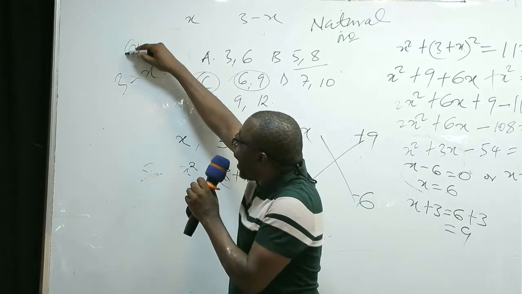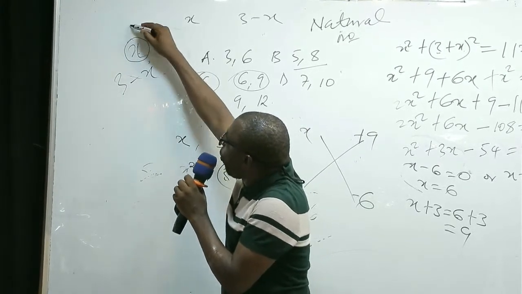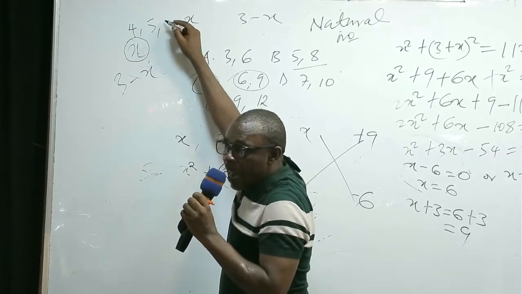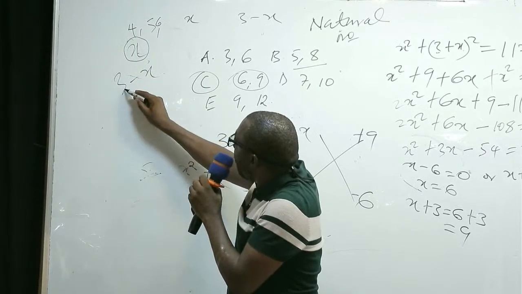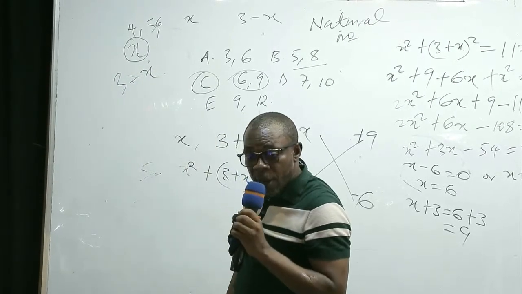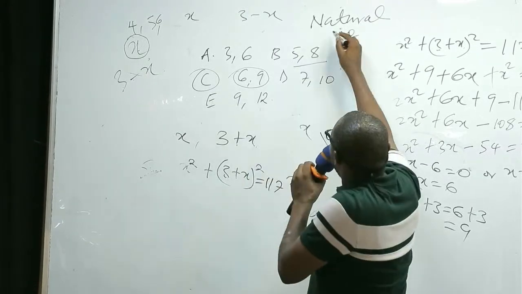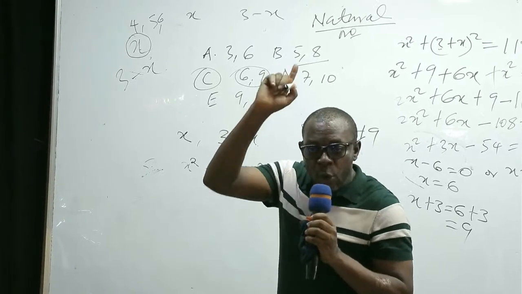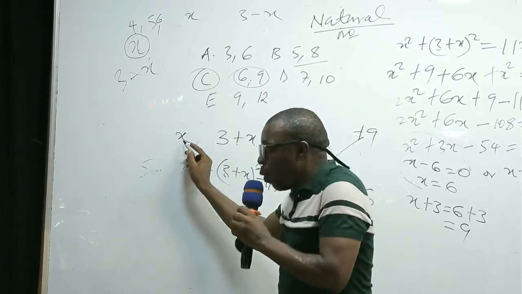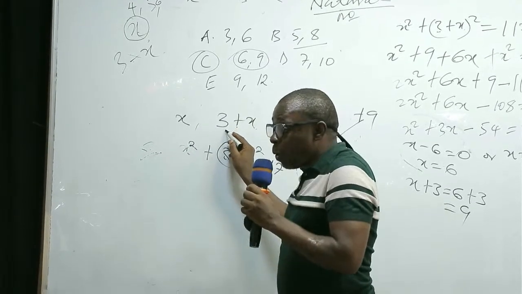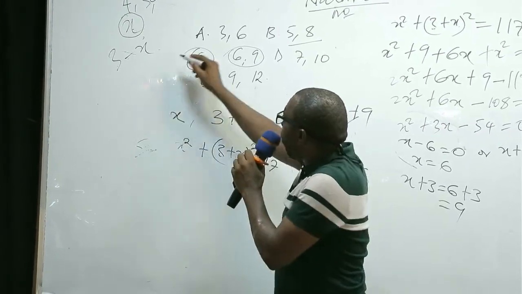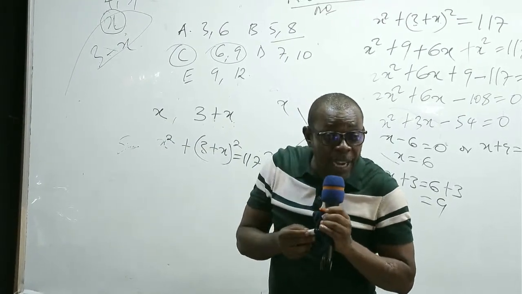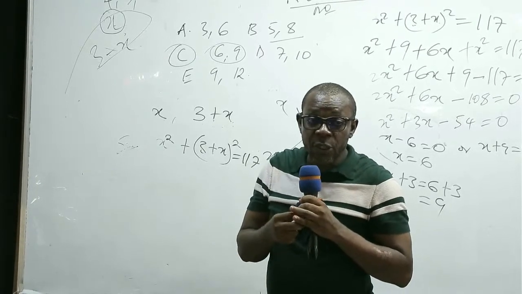So the big number could be what? 4, yes. 5, yes. 6. Now, come here. 3 minus 4. Is it a set of natural numbers? So we have only one condition. The small number must be a natural number, and the big number must be a natural number too. So this condition cannot go, because it was defined on the set of natural numbers. Have you understood?